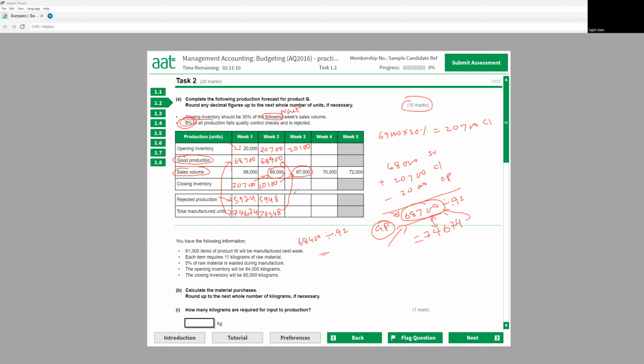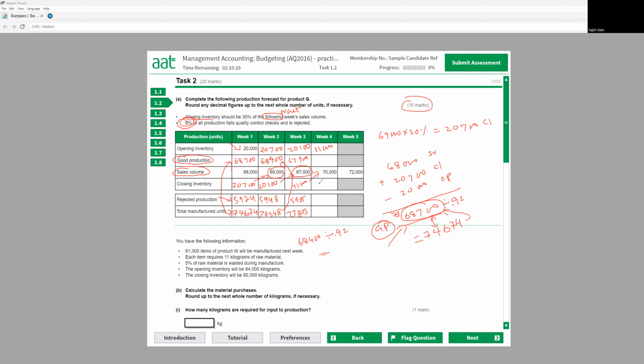And exactly the same way we'll do for the next one. So for the 30% of the closing of 70,000, that will give us 21,000. This 21,000 will be the opening for next week. And then the production will be for week 3, 67,900. And the total manufacturing unit will be 73,805. And the rejection is 5,905.